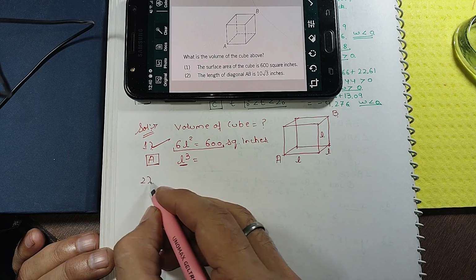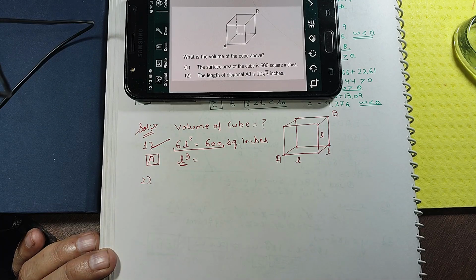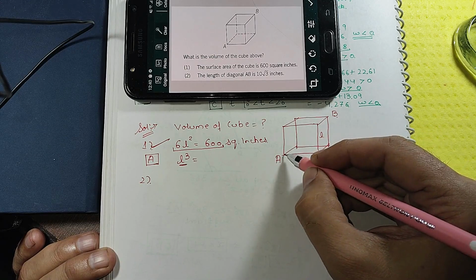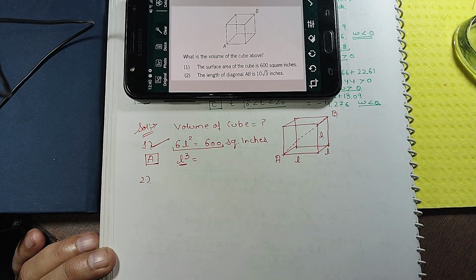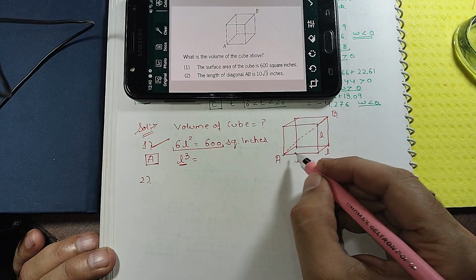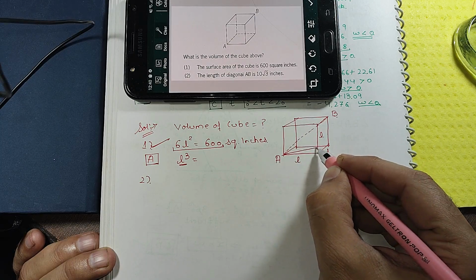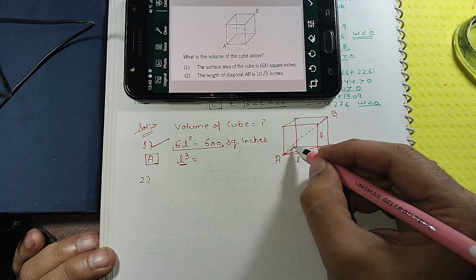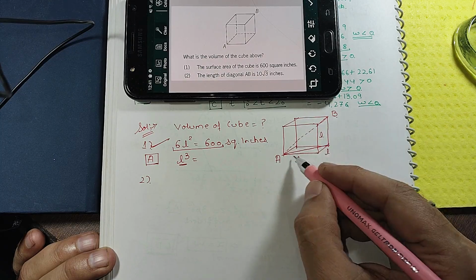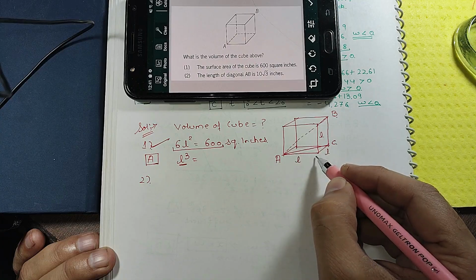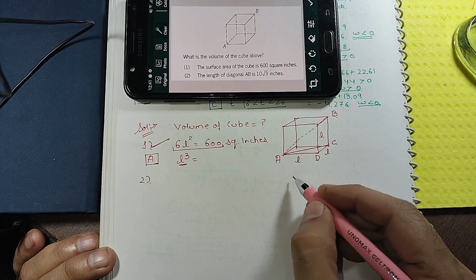Now statement 2. Statement 2 says the length of the diagonal AB is 10 root 3. So we have been given this. So now here we will go into some detailed discussion. In a cube, we have two types of diagonals. One is face diagonal, which is this, right? And one is body diagonal, which is AB, right?